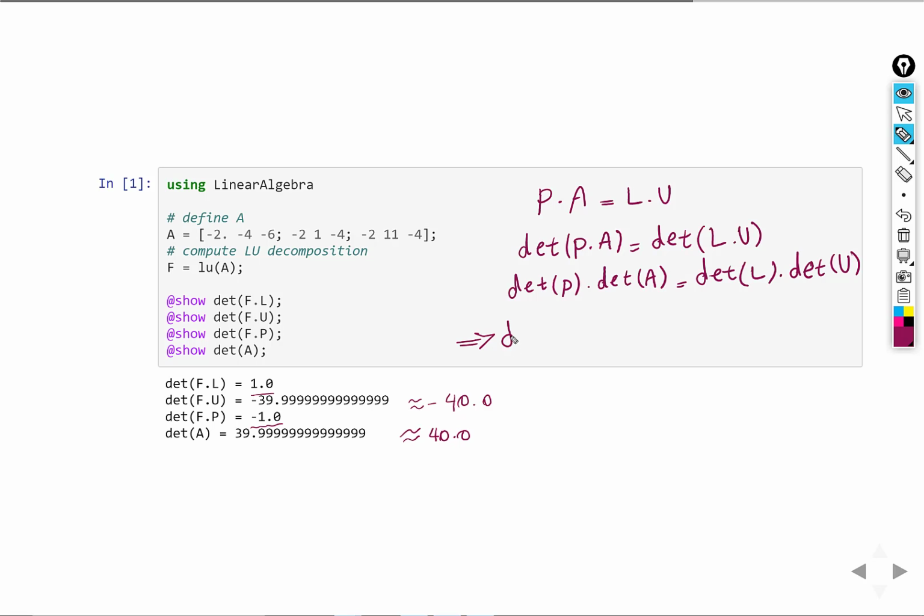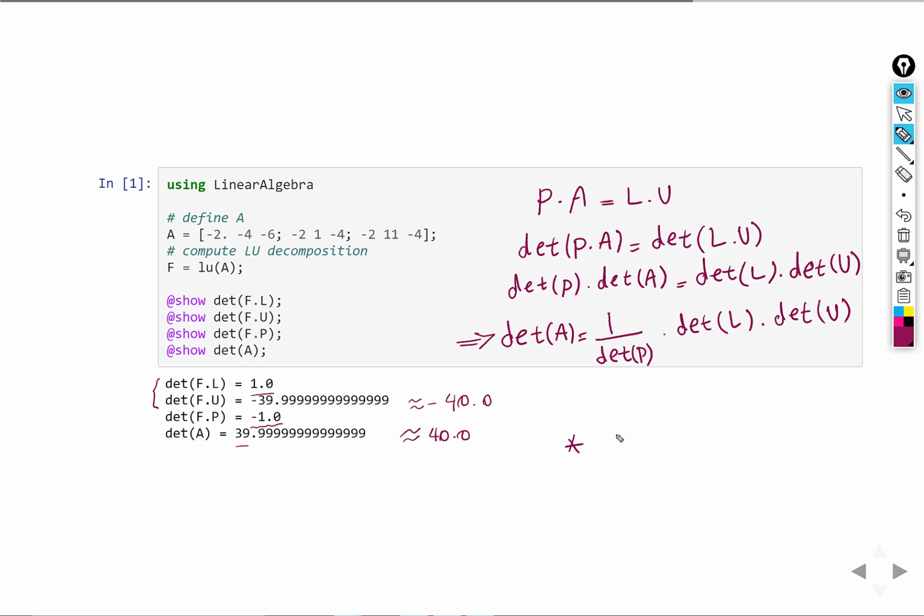So we learned that the determinant of A in general is 1 over the determinant of P times the determinant of L times the determinant of U. And that is why we see that if we just multiply the determinant of L and U, we get minus 40. Whereas if we consider the determinant of P, we get our correct answer, which is 40.